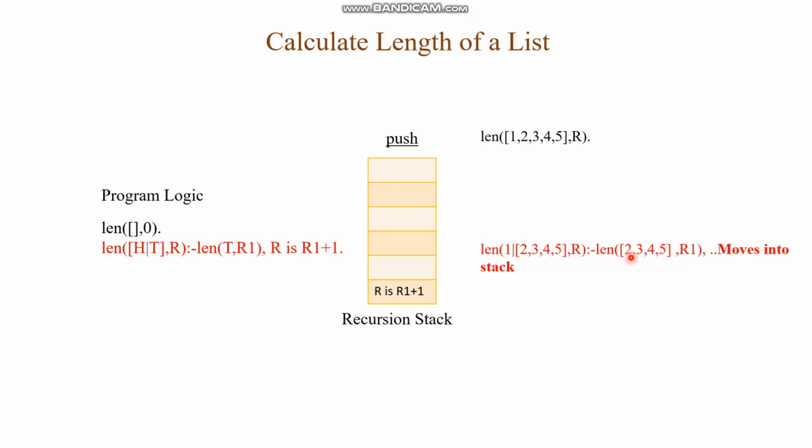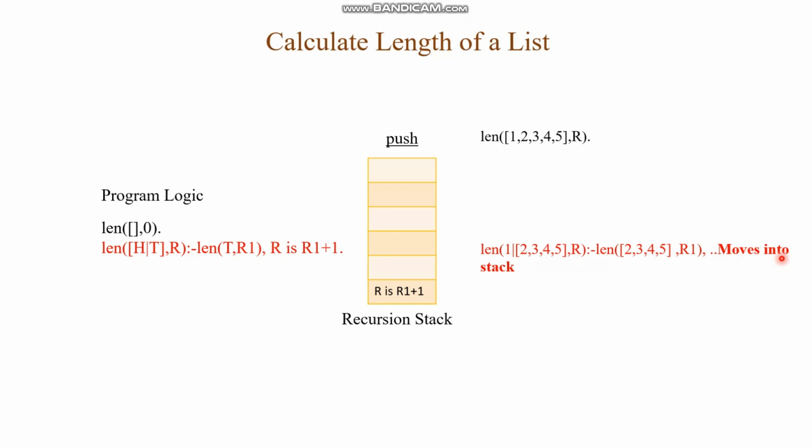So now the list is modified to 2 3 4 5, and this new list will be calculated with a new output variable, that is R1. Since this is a recursive call, the first priority is that whenever there is a function call, the program always transfers control to that particular function. So whenever len is called, it will automatically go back to the start of the function, where len will be calculated again as if it starts from the beginning. And what about the rest of the part?